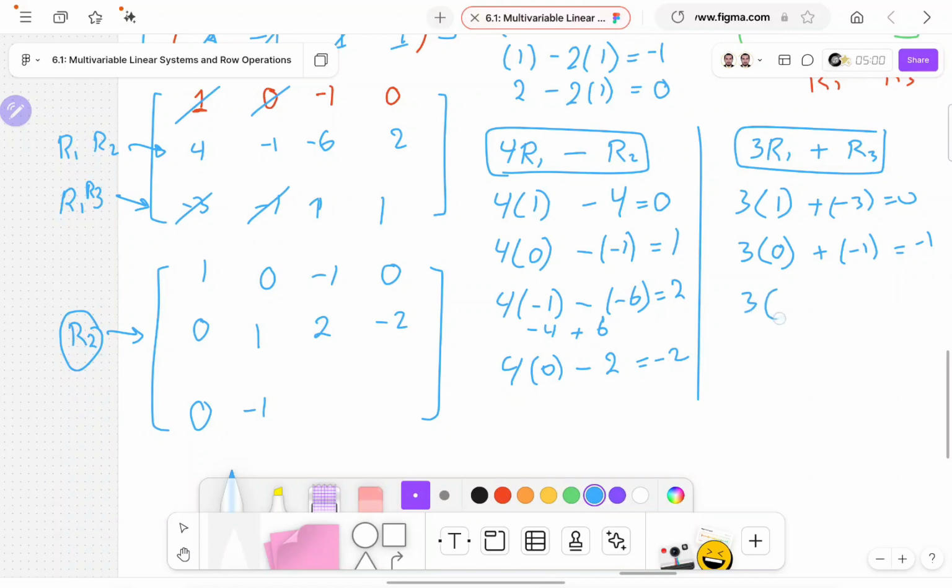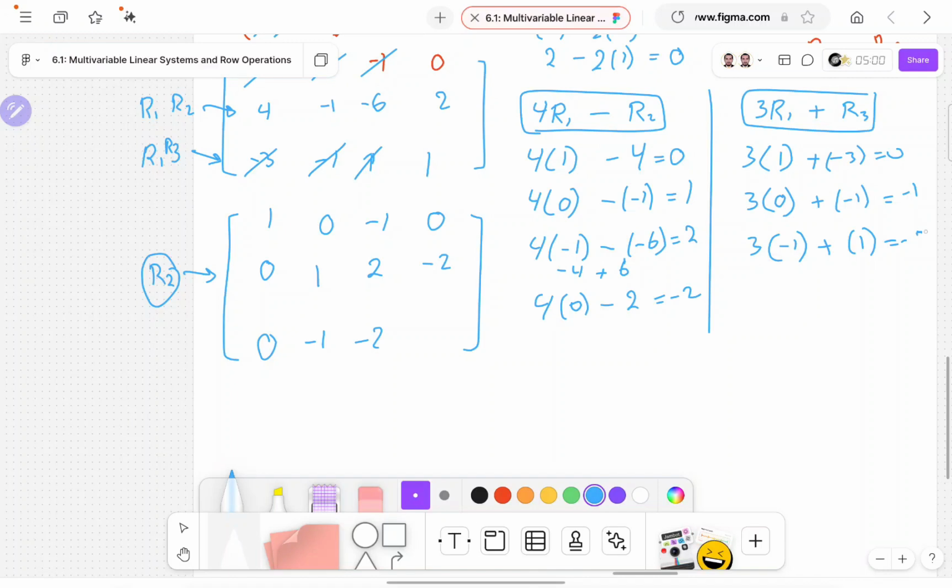Now let's continue. 3 times row 1, which is negative 1, plus row 3, which is 1. So negative 3 plus 1 is negative 2. Here, negative 2. Okay, it's complete. Then 3 times row 1, which is 0, plus row 3, which is 1. So the answer is 1.